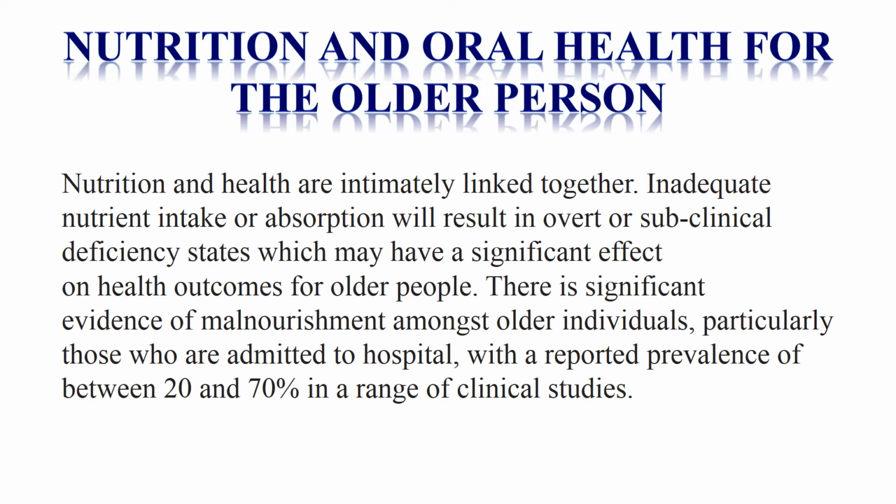Nutrition, here the second big subject in our lecture: nutrition and oral health for the older person. Nutrition and health are intimately linked together. Inadequate nutrient intake or absorption will result in overt or subclinical deficiency states, which may have a significant effect on health outcomes for older people. There is significant evidence of malnourishment amongst older individuals, particularly those who are admitted to hospital, with a reported prevalence of between 20 and 70% in a range of clinical studies.